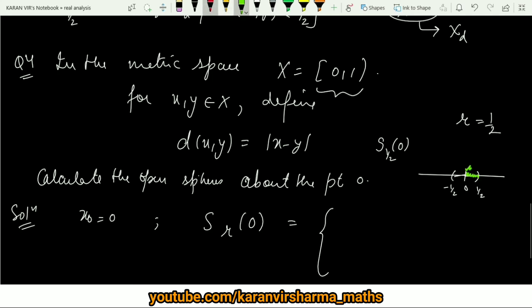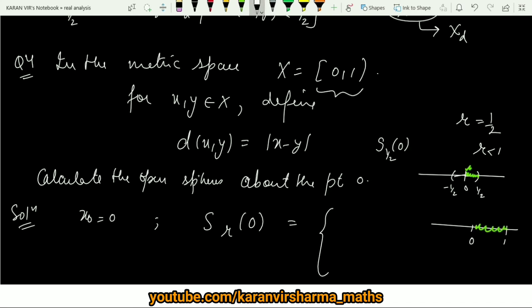Now let us change the value of r. Even if you take r to be less than or equal to 1, so if we take this case, let me take r to be 1 and this is my point 0. So all these points will again come in this region. So this will be an open sphere in this case.